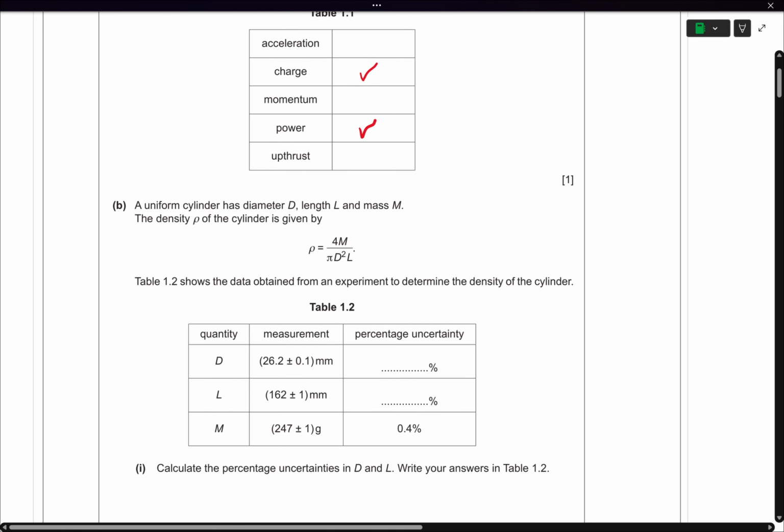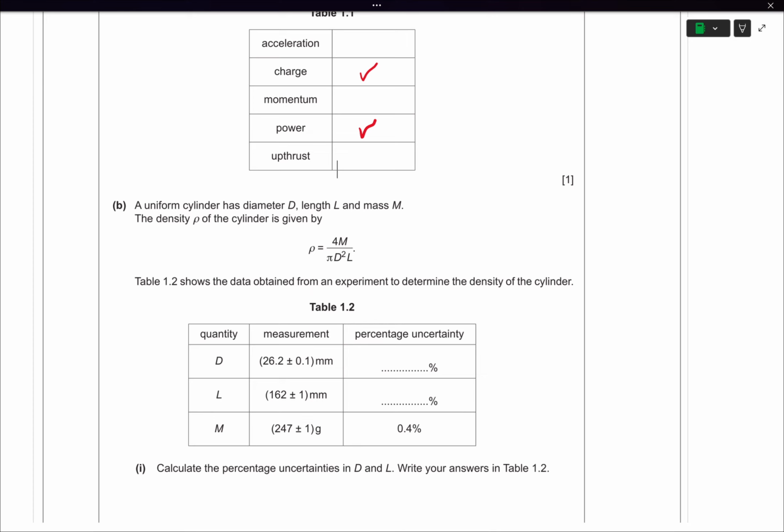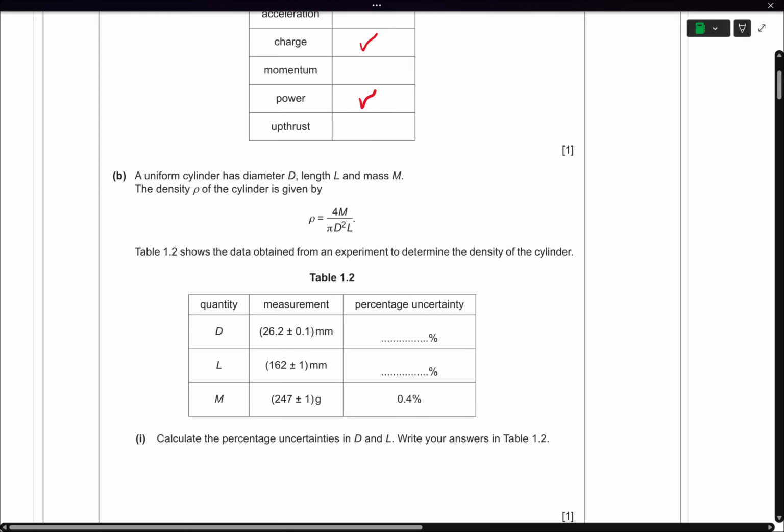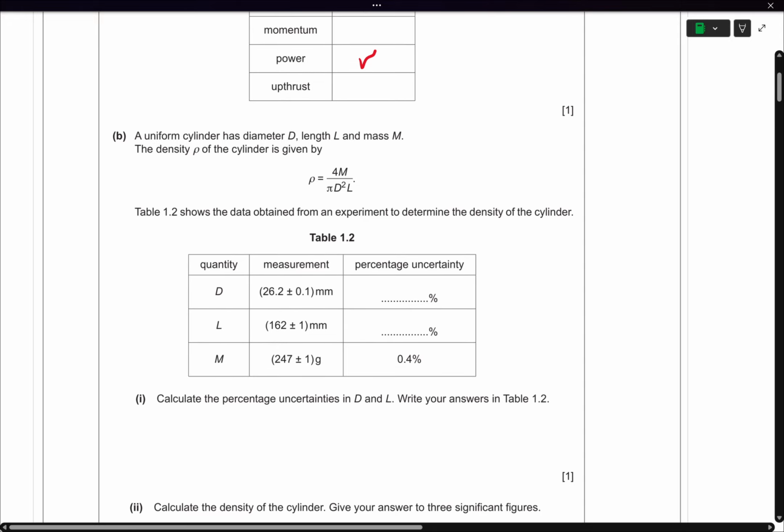A uniform cylinder has diameter d, length L, and mass m. The density ρ of the cylinder is given by ρ is 4m over pi d squared L. Table 1.2 shows the data obtained from an experiment to determine the density of the cylinder. Calculate the percentage uncertainties of d and L. Write your answer in the table.